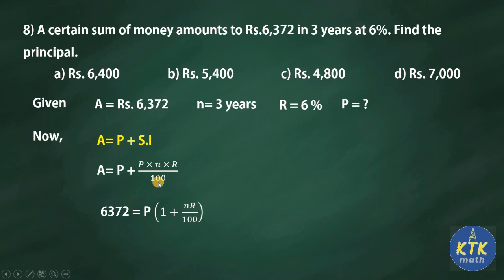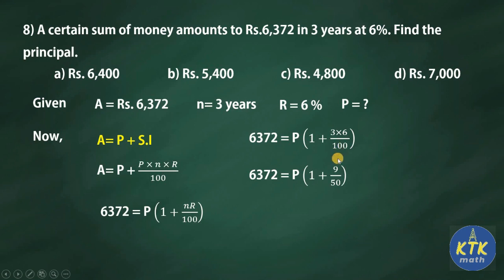Now I am going to substitute the remaining values of N and R also. So 6,372 equal to P of 1 plus NR value, 3 into 6 by 100. In this case, I am going to cancel 6 and 100. You will get 3 by 50, that is in 2 table I can cancel. Therefore when you are simplifying that inside fraction, you will get 9 by 50. After cross multiplication, that is 1 plus 9 by 50, you will get 50 ones are 50, 50 plus 9, 59 by 50. So 6372 equal to P value 59 by 50.